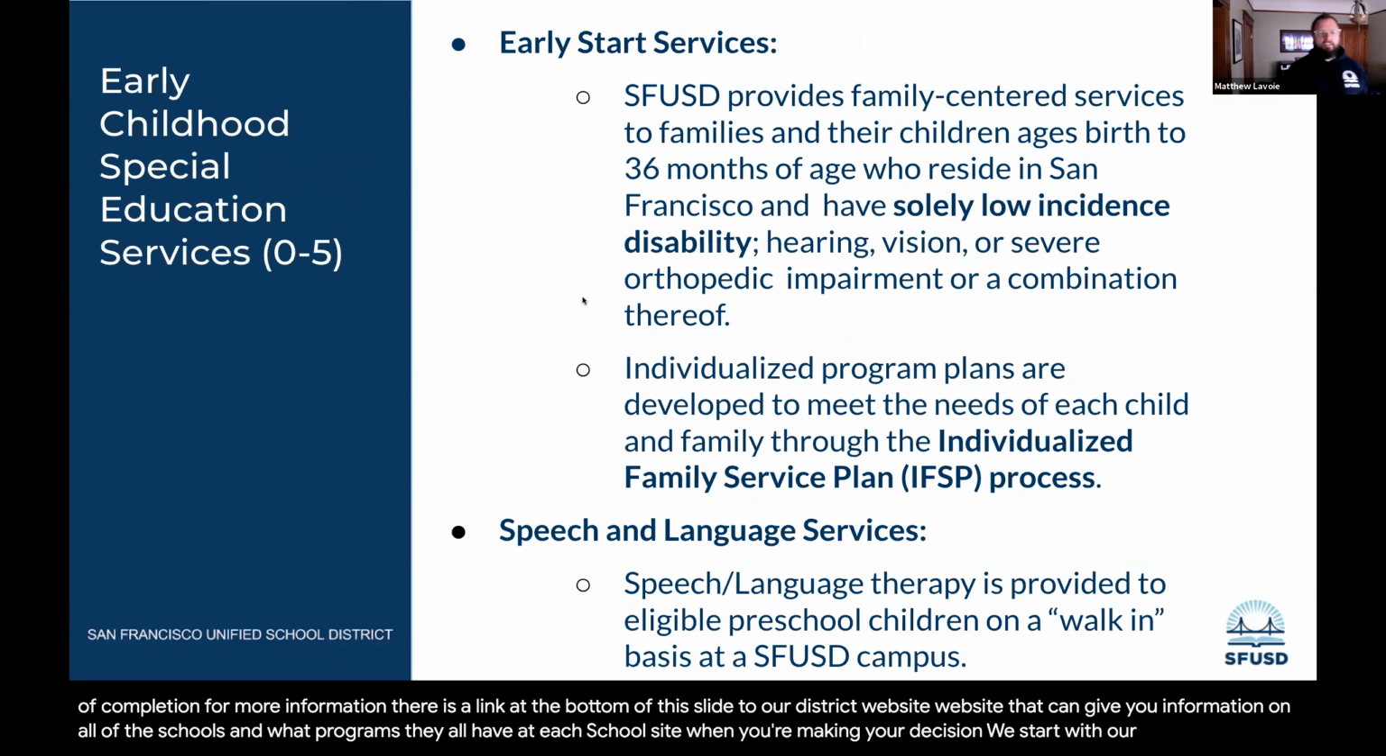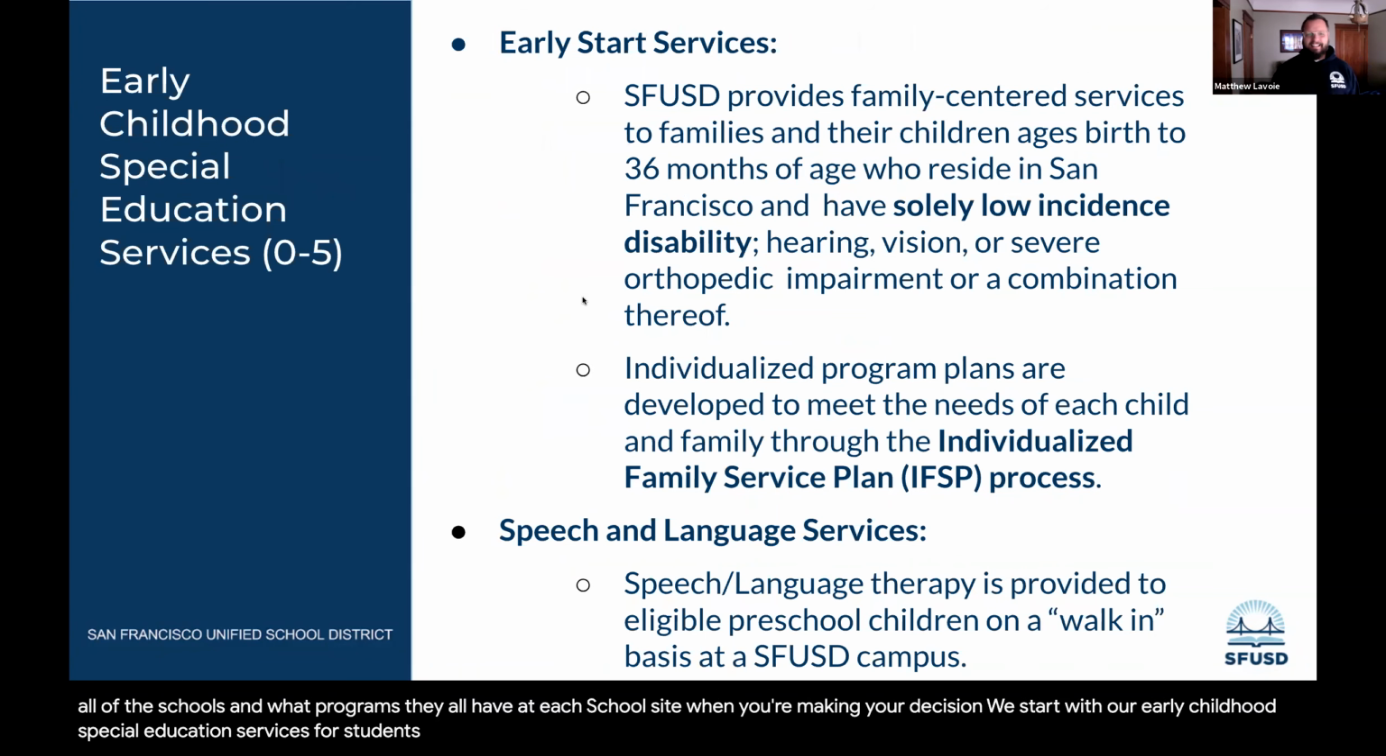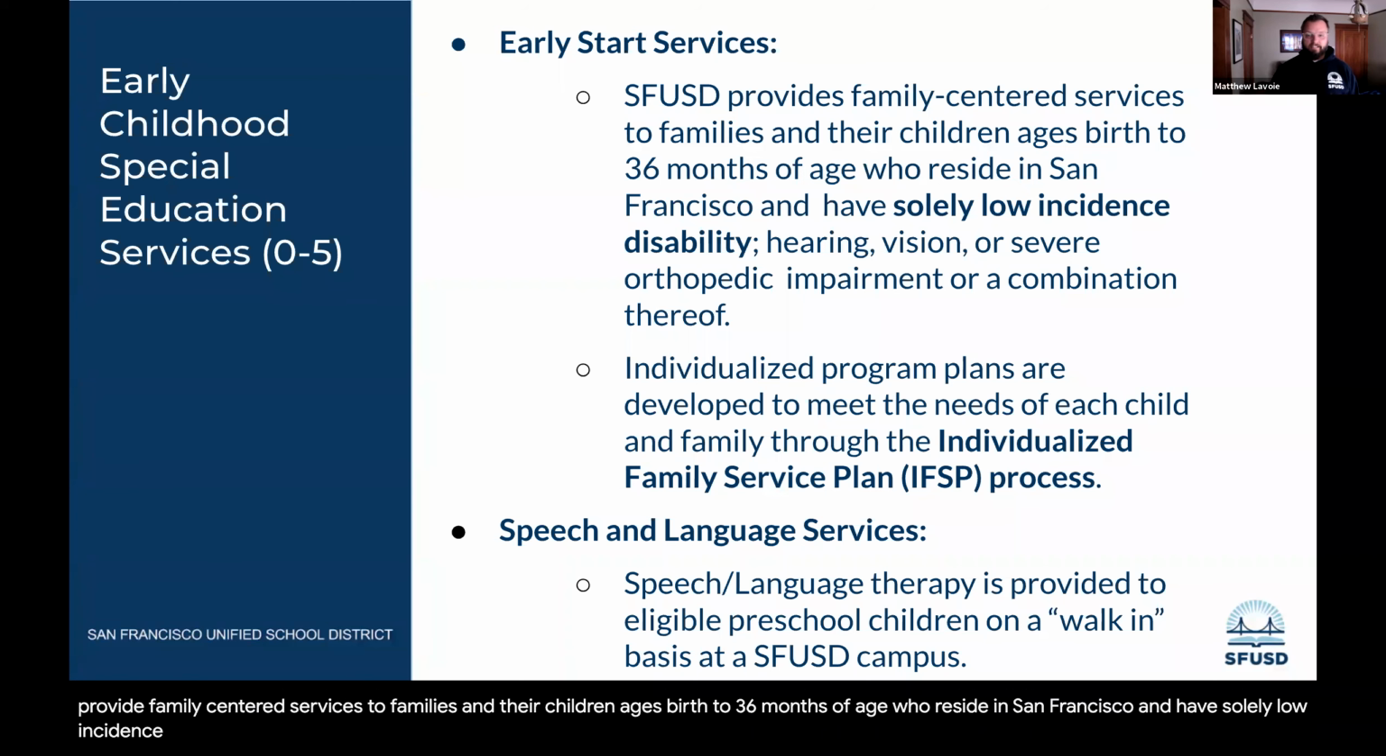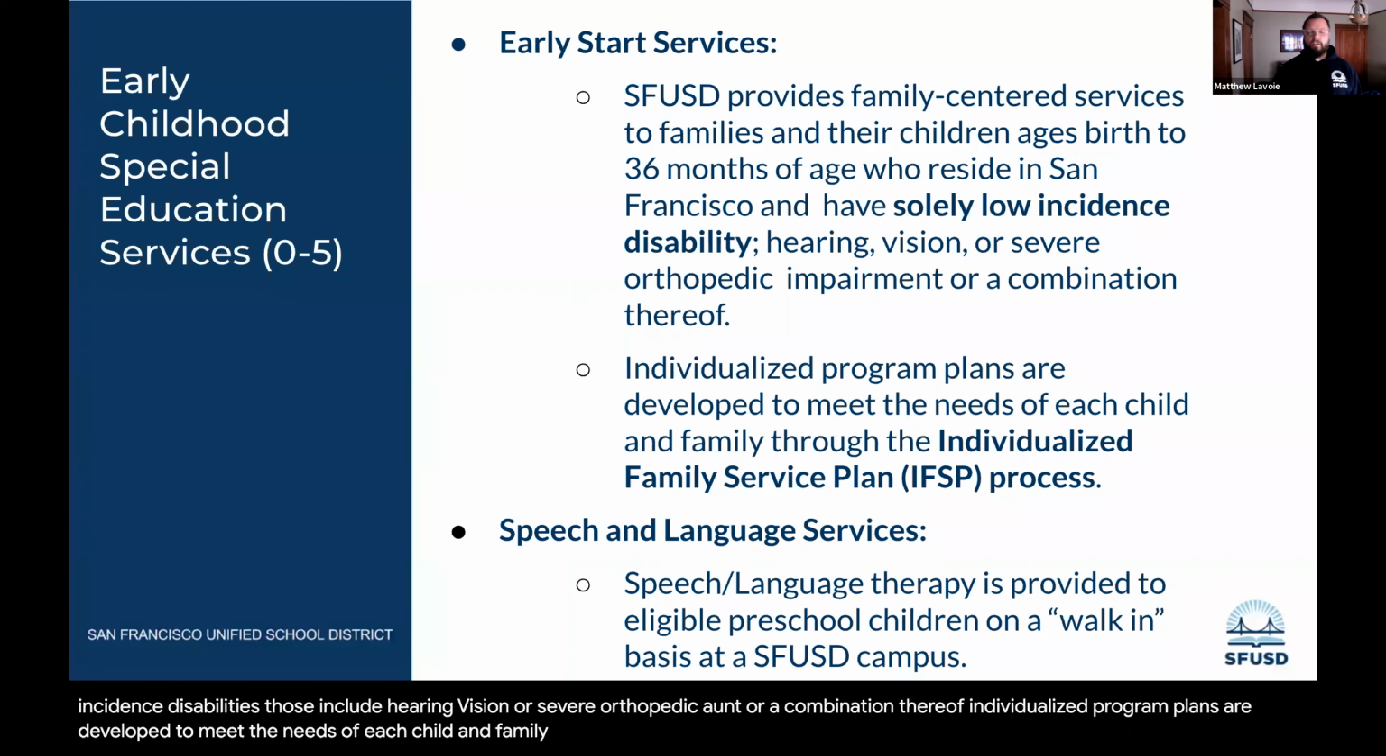We're going to start with our early childhood special education services for students age 0 through 5. Our early start services, we provide family-centered services to families and their children ages birth to 36 months of age who reside in San Francisco and have solely low incidence disabilities. Those include hearing, vision, or severe orthopedic impairment, or a combination thereof. Individualized program plans are developed to meet the needs of each child and family through the individualized family service plan process.